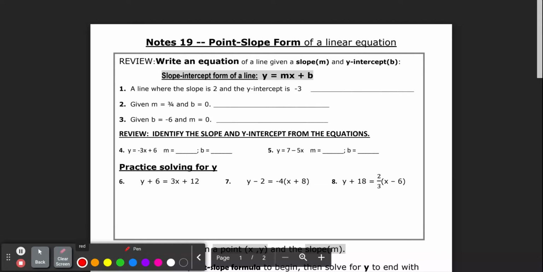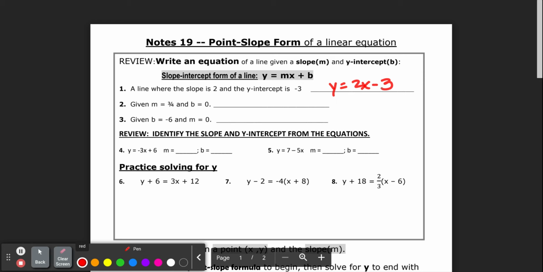Going to review on problems 1 through 8. So slope-intercept form of a line is y is equal to mx plus b, where the slope is m and the y-intercept is b. So on number 1, we want you to write an equation of a line where the slope is 2 and the y-intercept is negative 3. So that would be y equals 2x minus 3.